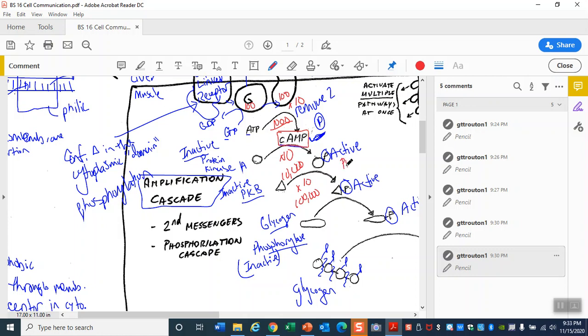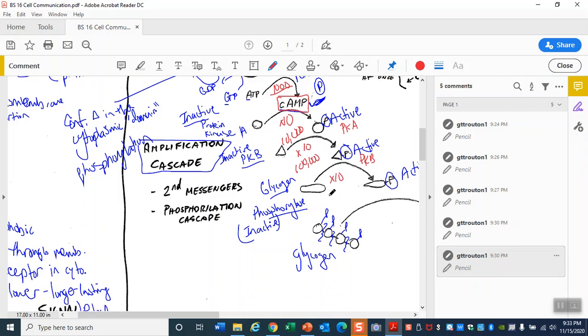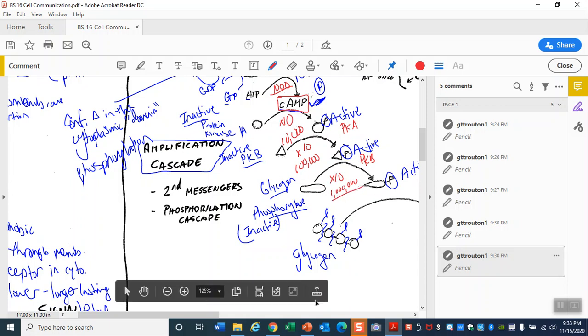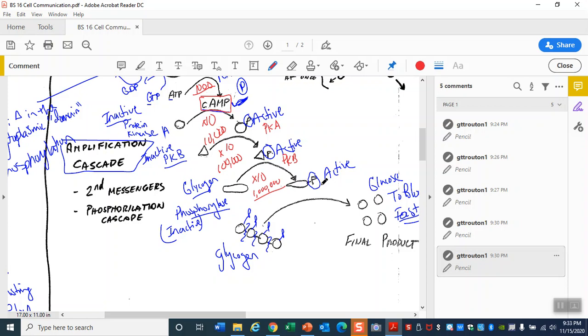Remember, this was pKa, this was pKb, and then each active pKb can activate 10 glycogen phosphorylases, so you multiply by 10 again. And when all this is said and done, 100,000 times 10 is 1,000,000. So because each molecule in this process can activate 10 molecules after it, by the time you're all the way down here with active glycogen phosphorylase, you have 1,000,000 active glycogen phosphorylase for one adrenaline molecule, right?